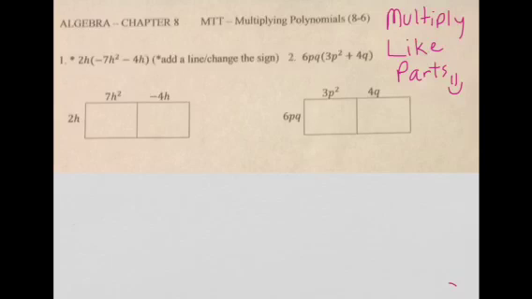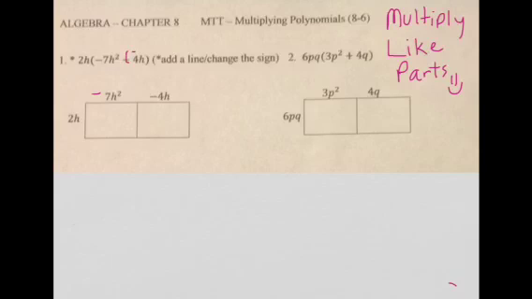We're going to put the 2h on the side, and then we are going to put the negative 7h squared, and then we're going to put the negative 4h. Add a line, change the sign. If we did that, that's just reminding you that that's still going to be negative 4h. And now we're going to go ahead and multiply.